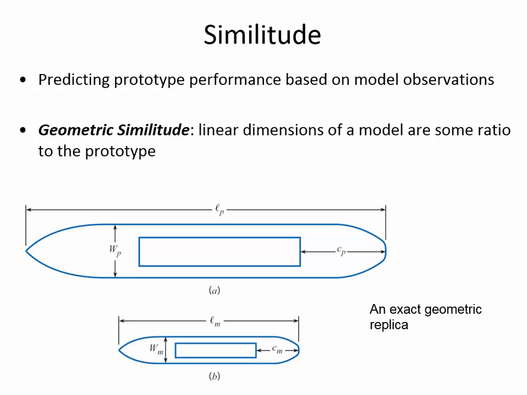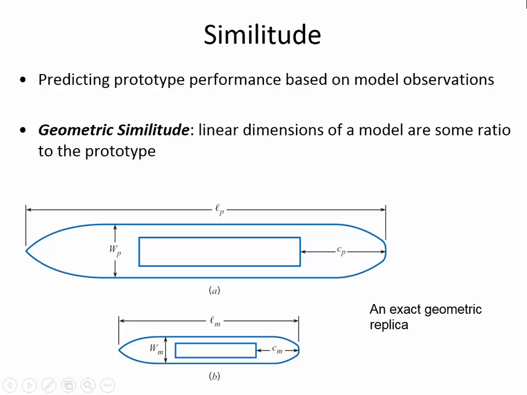And so the length to the length ratio here, maybe just from looking at it, maybe it's 2 to 1. And so that means that the width of the model should be half of the width of the prototype, that the distance from the stern of the ship to the passenger cabin, if that's what this is, all of the distances should scale similarly. Now this is just geometric similitude.